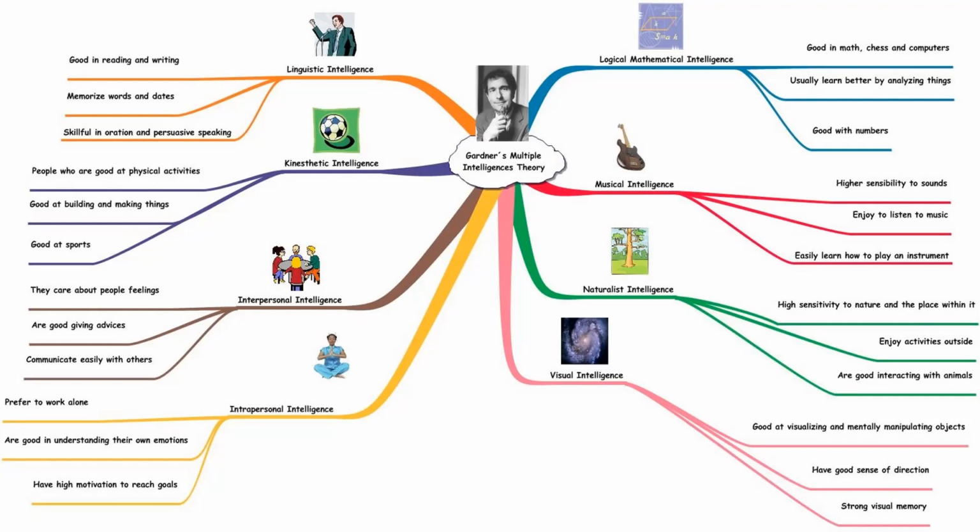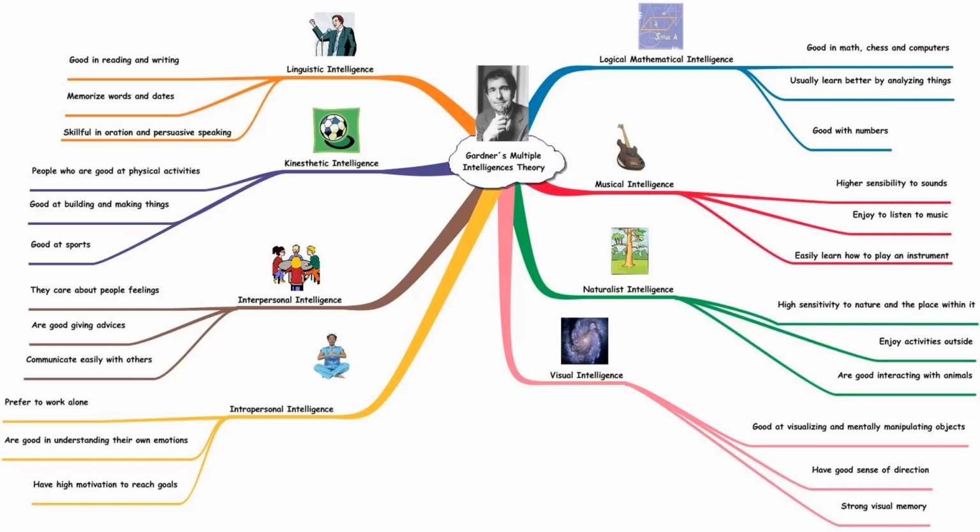Now the next one is musical intelligence. What is it? Higher sensibility to sound. They can recognize different kinds of sounds. They like it, and enjoy listening to music. They easily learn how to play any kind of instrument. They can even quickly learn musical tones.